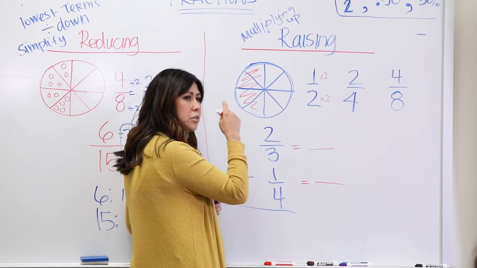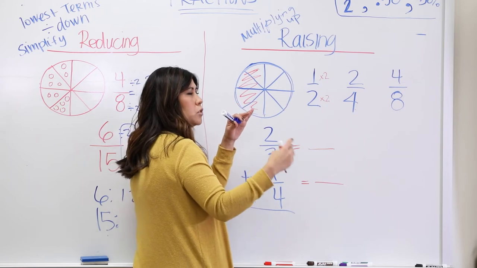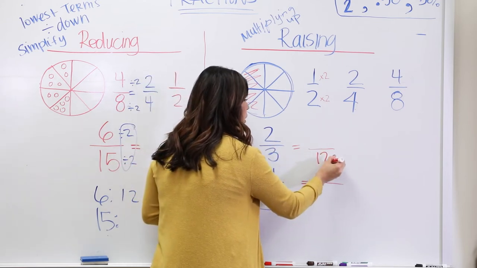12. Yeah, if I count by 3s, 3, 6, 9, 12, 15. Okay, and then I count by 4s, 4, 8, 12. Here is the 12. So both fit into 12.